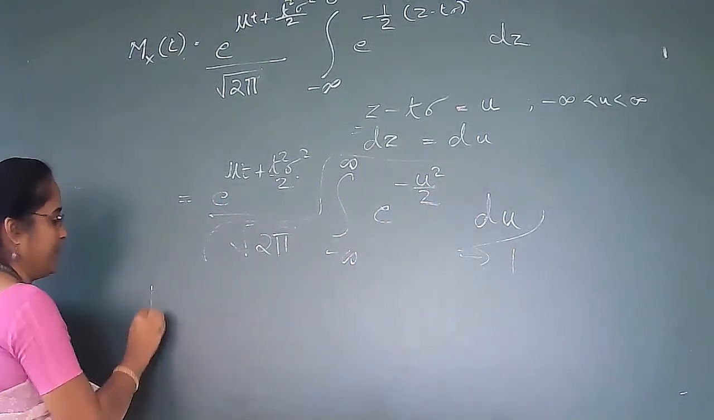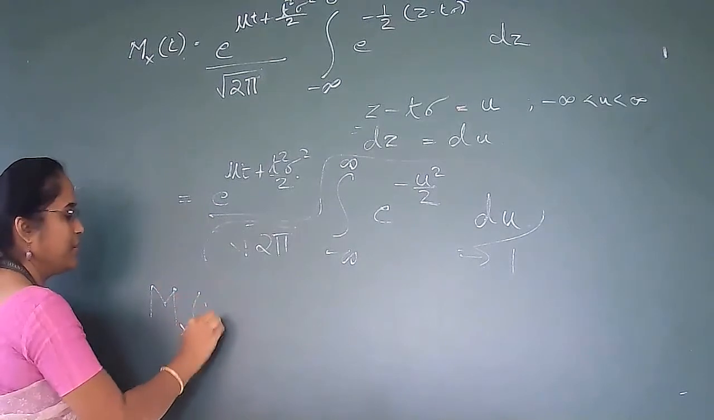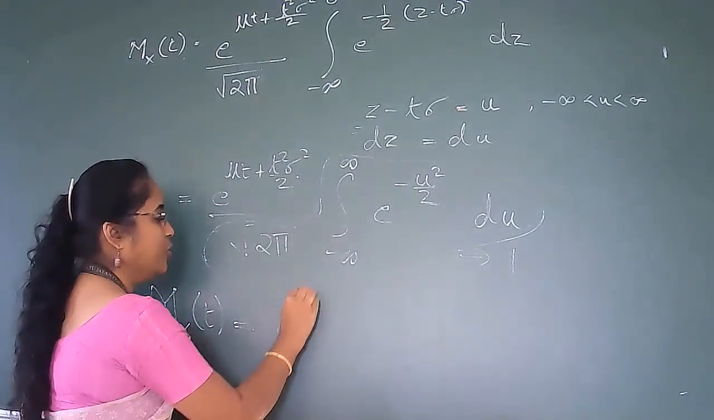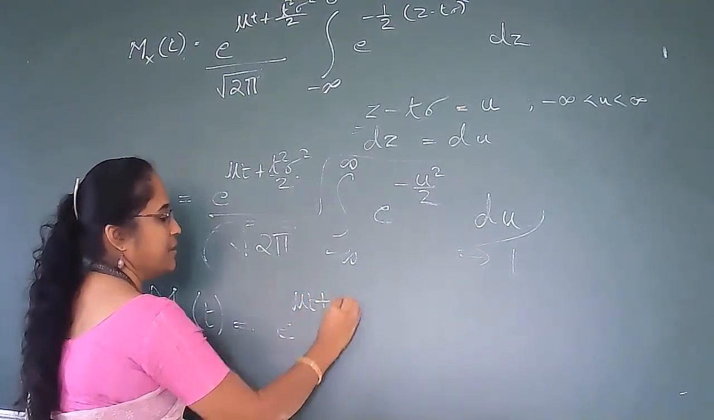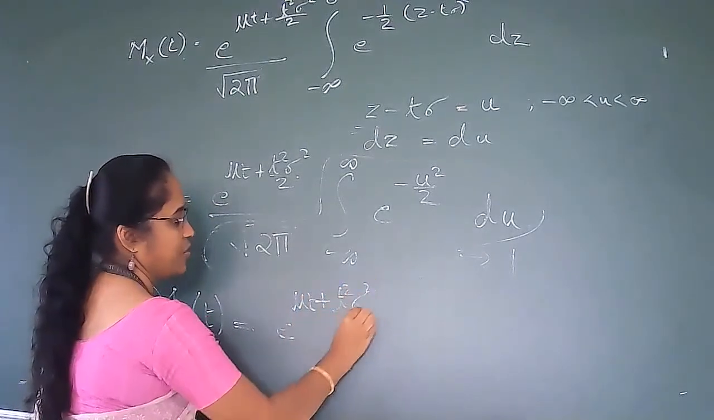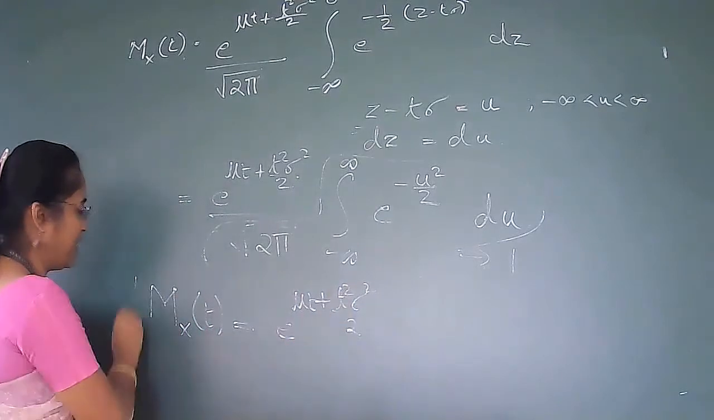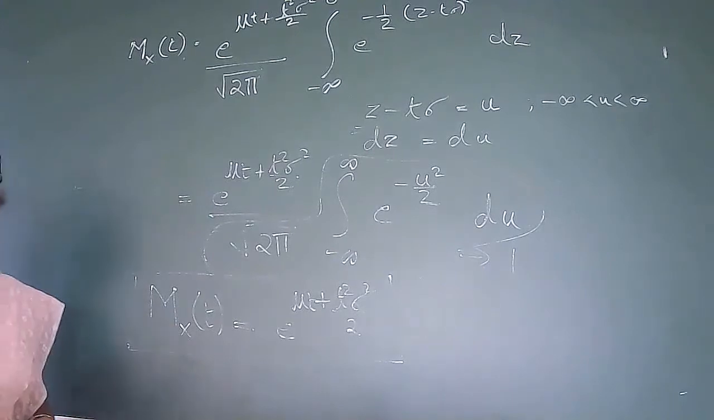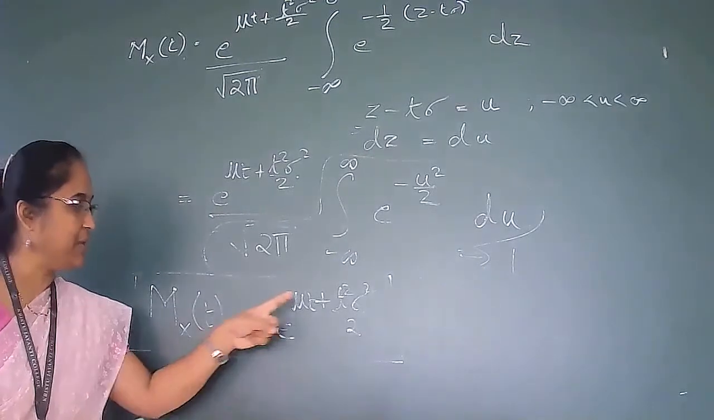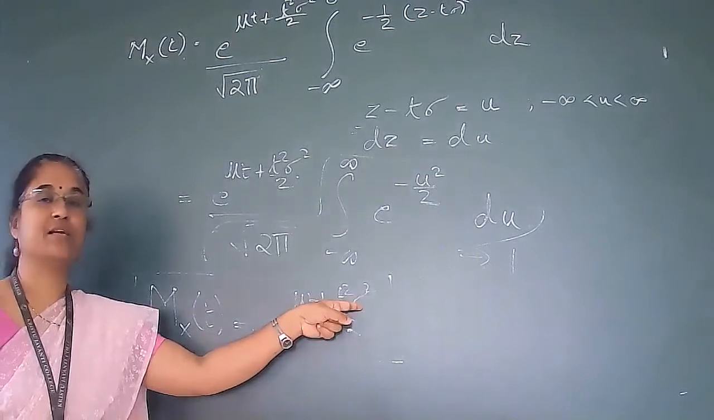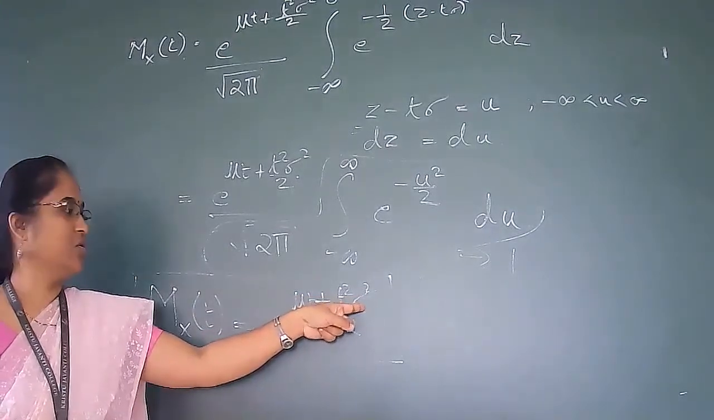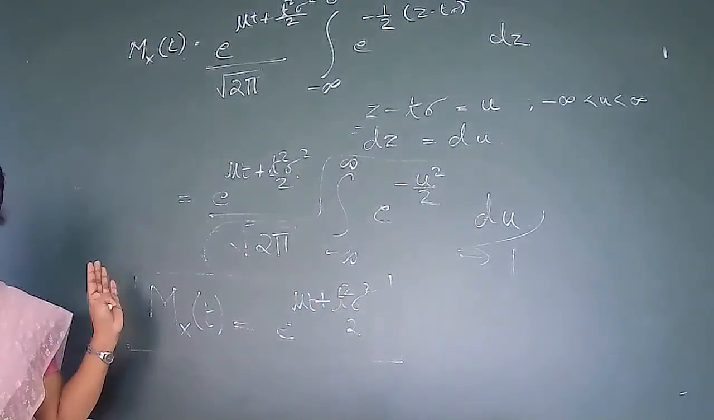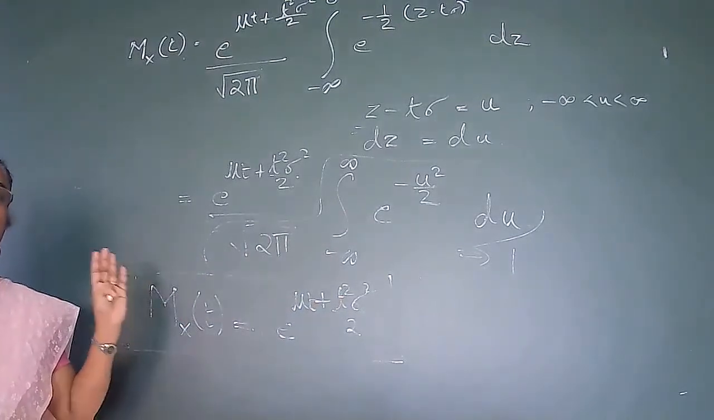Now what am I left with? I am left with the MXT, that is the moment generating function, e raised to mu t plus t square sigma square by 2. So this is the way we get the moment generating function for a normal distribution that has the mean mu and variance sigma square. So I hope you have understood how we derive the moment generating function of a normal distribution.